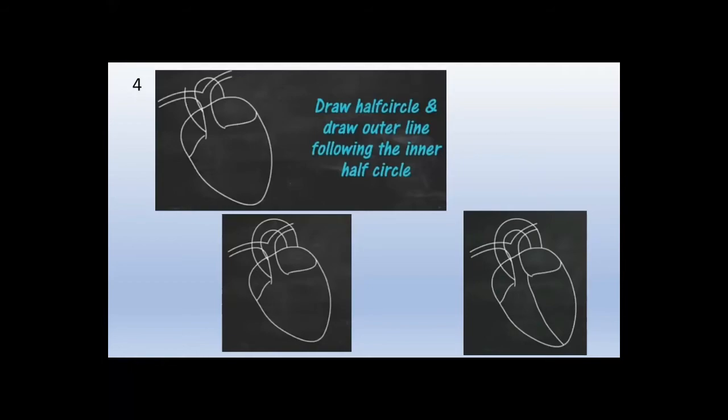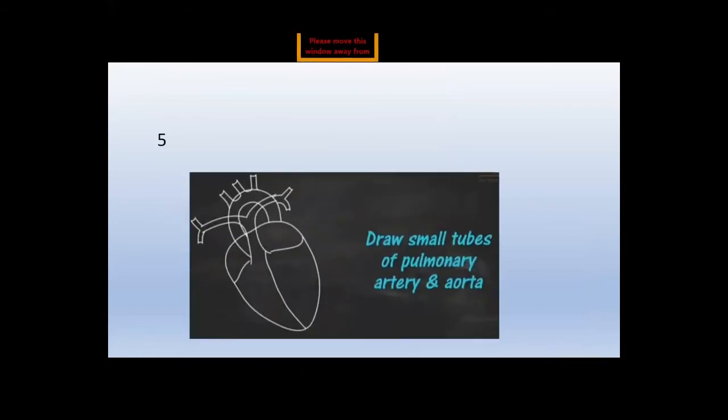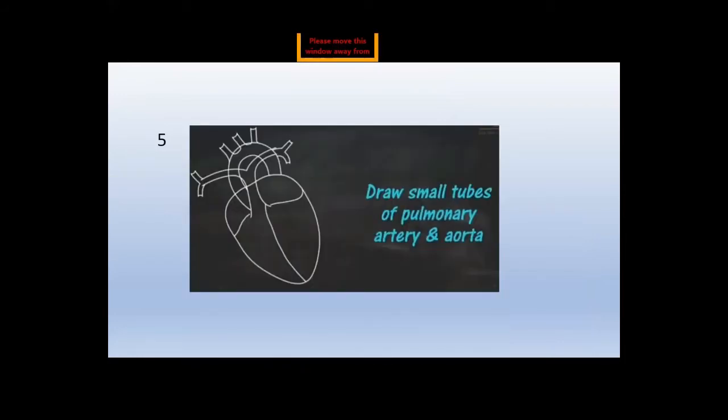I hope you all are trying, and in the question answer session you can show me your practice work and also your previous work that we shared in our last class. Okay, now what do we have to draw? We are moving to the fifth step. What is it? Now you have to draw small tubes of the pulmonary artery and aorta.